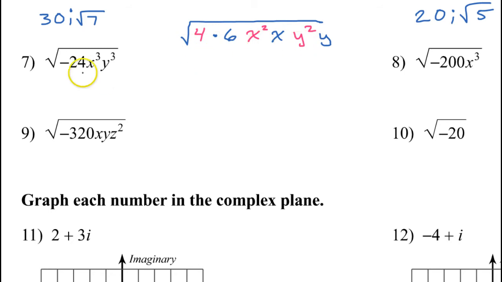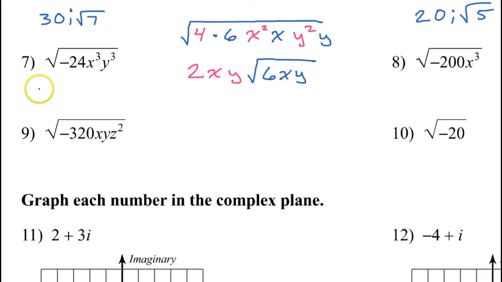Alright, so this is the same as this, except the negative will become i. Now everything I've shown here in red is going to simplify and come outside of the radical. So the square root of 4 is 2, the square root of x squared is x, and the square root of y squared is y. Now everything in blue is going to stay trapped under the radical. So I'm going to have 6xy left underneath the radical.